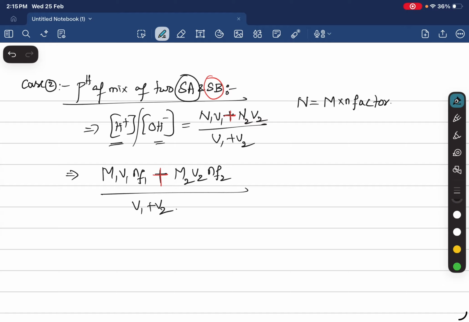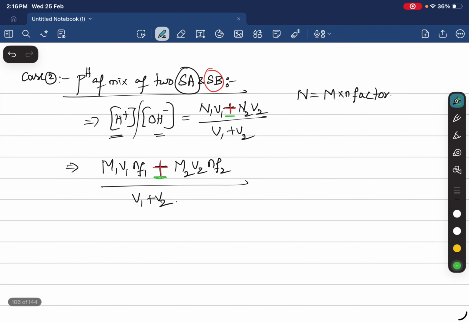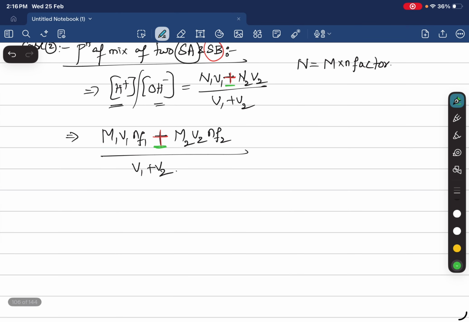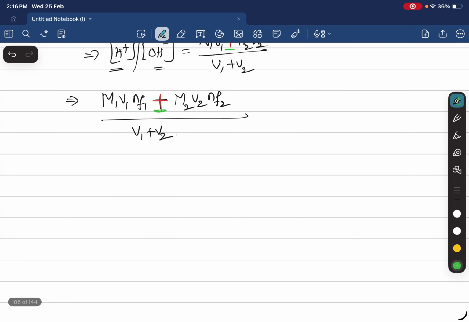Suppose one is acid, another one is base, then what do we have to take? We have to take minus, means we just have to subtract, and the resultant is the H plus or OH minus ions. Hope it is clear. Now coming to case 3.